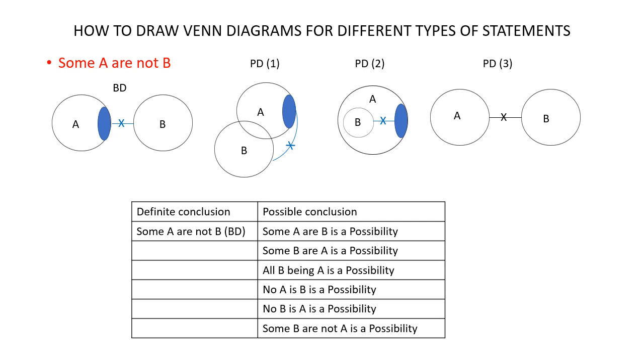Now whenever you have to draw a Venn diagram for statements like some A are not B, this is the basic diagram that you should be drawing. Remember that this is the diagram that you should be drawing for statements like some A are not B.